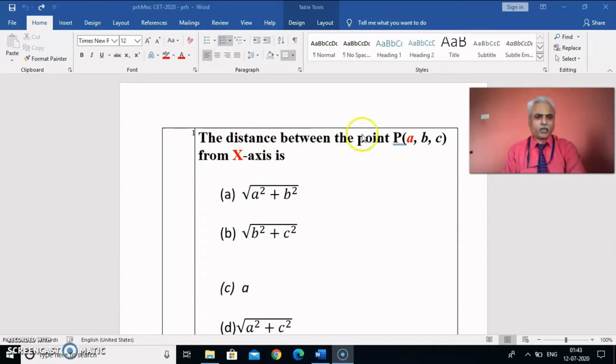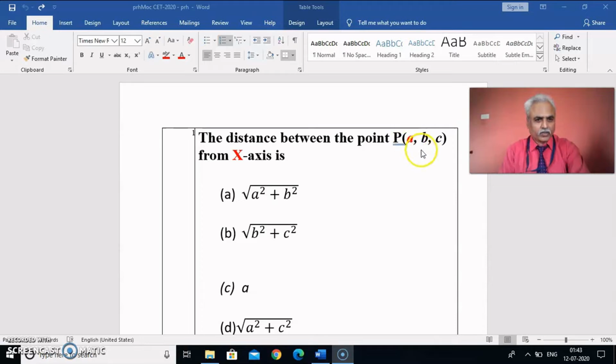The distance between any point (a, b, c) from the x-axis. I am not here to teach any theory to you because you have done a lot, and if there is a shortcut to the answer, I'll be very happy. The distance between the point P(a, b, c) and the x-axis. The moment the point, x-axis and distance come up, because it is the x-axis, just ignore the x coordinate.